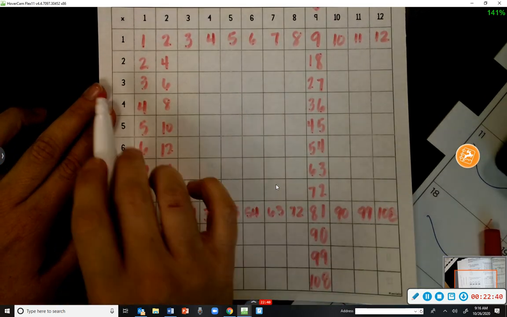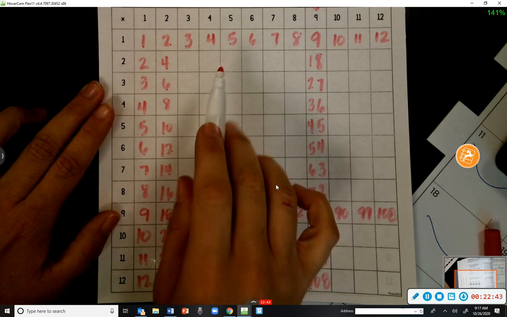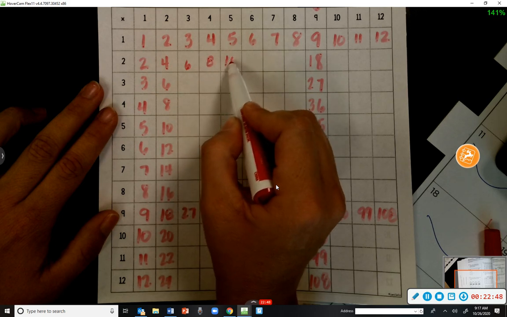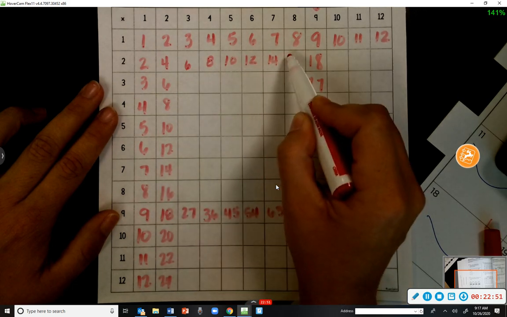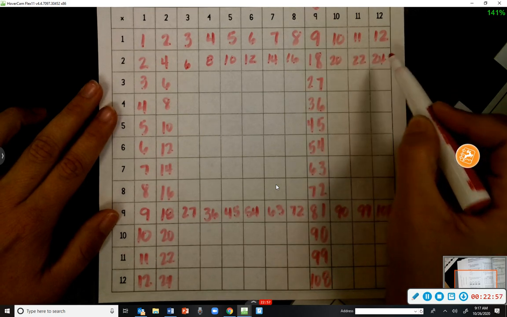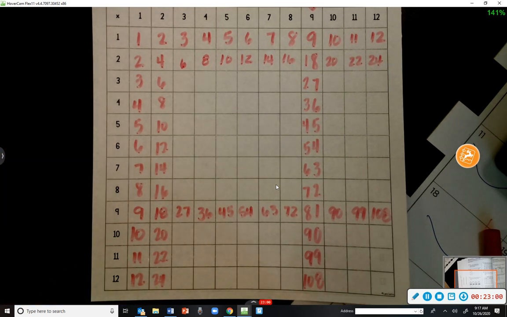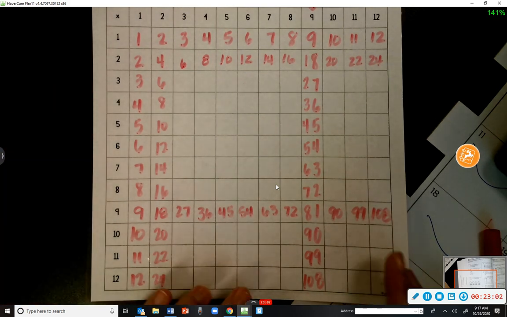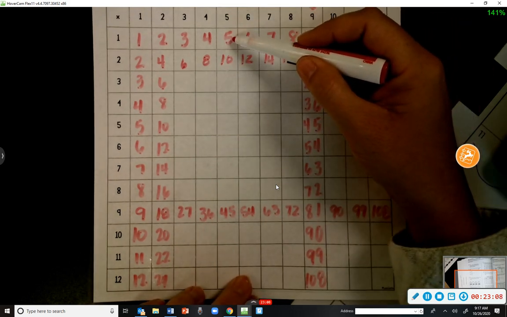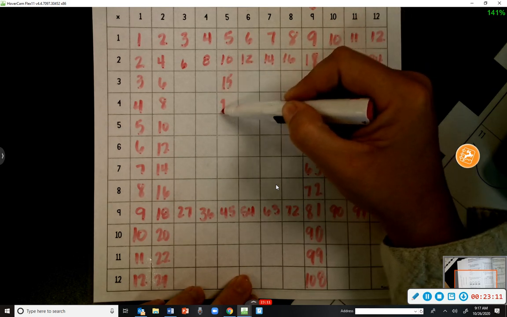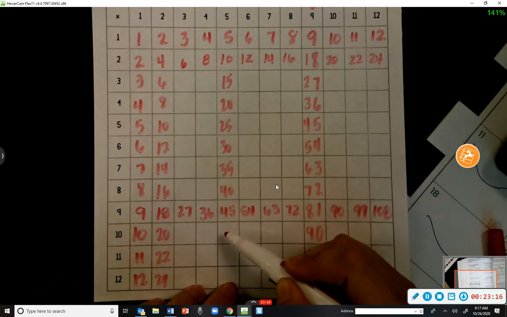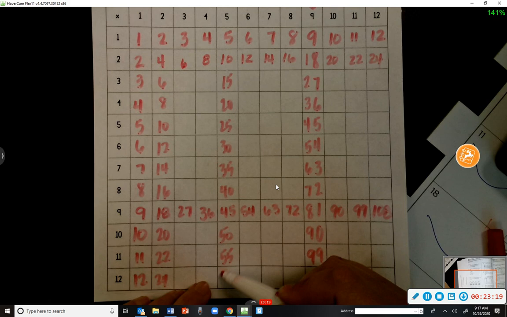Okay? Now you can do the twos going across. 2, 4, 6, 8, 10, 12, 14, 16, 18, 20, 22, 24. Okay, what other one was super easy for us to fill in? The 5. So I'm going to start on the 5 column and skip count by 5s. 5, 10, 15, 20, 25, 30, 35, 40, 45, 50, 55, 60.